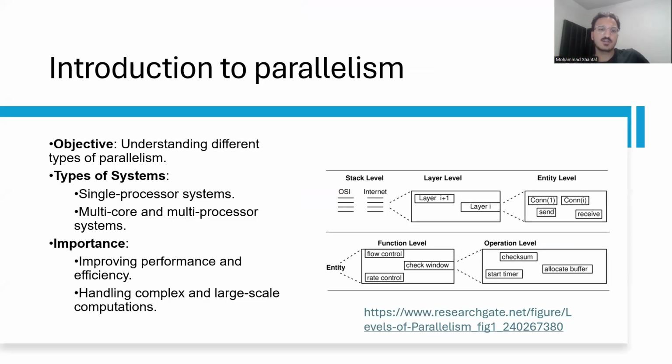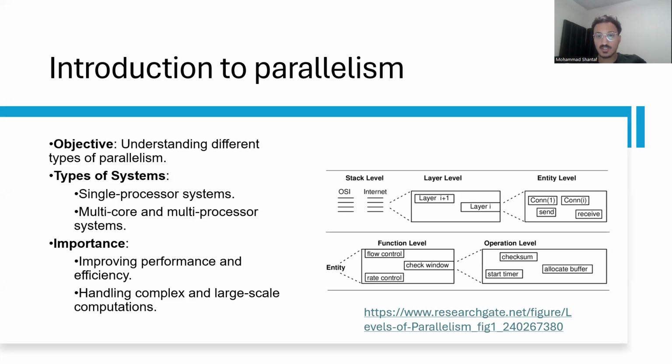The whole point is understanding the different types of parallelism as they fall under computer architecture. There are different systems in it: a single processor system, and also multi-core and multi-processor systems. The importance of that is it improves performance and efficiency, and it also handles complex and large scale computations. Over here we have a diagram that shows a very brief view of the levels of parallelism.